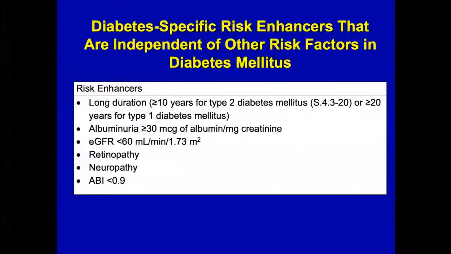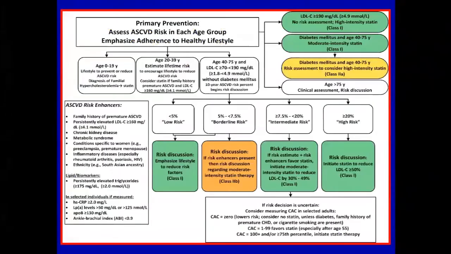The other thing that this guideline talks about is risk enhancers for patients with diabetes. And they all make intuitive sense. You and I take care of patients, and we all know that these things matter. Long duration of diabetes, having albuminuria, nephropathy, retinopathy, subclinical PAD by having ABI, if you've measured it, you don't have to, but if you have, those are the things that make diabetic patients even higher risk. What the guidelines are saying is that you should use moderate intensity statin therapy in all patients with diabetes, but if they have these risk enhancers, then think about using high intensity statin therapy, because they are the highest of the high risk.